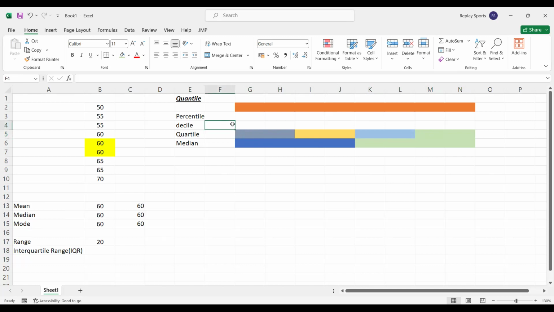The lowest value, the minimum value, is called Q0. Q1 is this quartile.